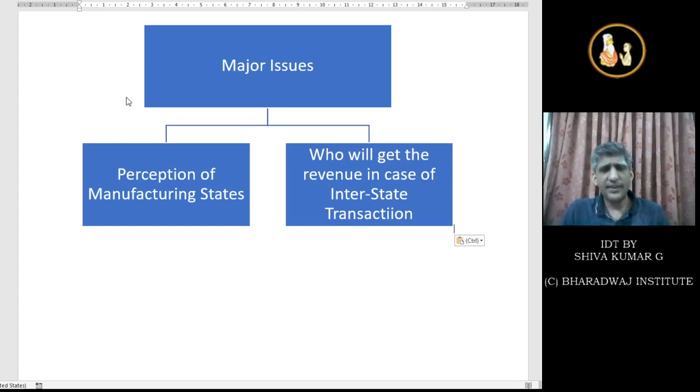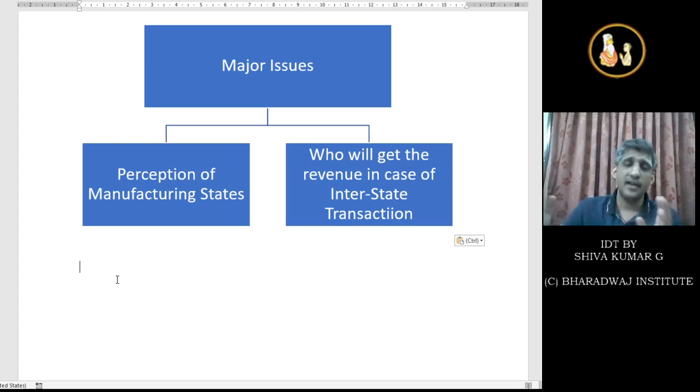Okay, first, the simpler issue, we will take up the first one, perception of the manufacturing states. Now you have to understand, if I am a manufacturing state, like a state such as Gujarat or Tamil Nadu, the manufacturers are located in these states: Maharashtra, Gujarat, Tamil Nadu, to an extent even Andhra Pradesh. But if you say manufacturing, states like Kerala will not come to your head, Bihar will not come, the most populous state in India, UP, will not come.